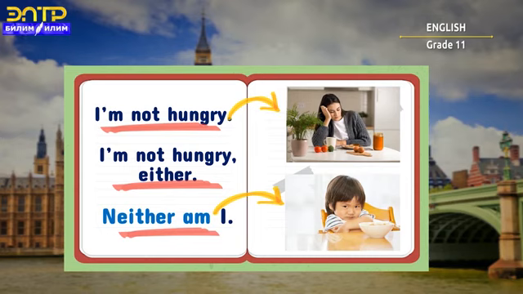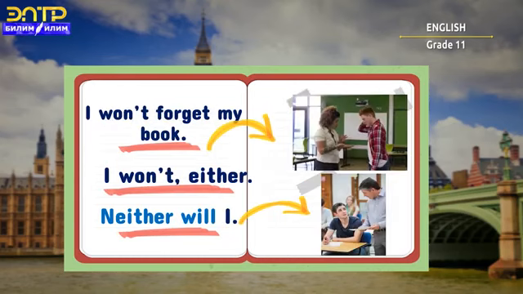So, to agree with the first negative sentence, I am not hungry, he can say, neither am I. Look at this boy here. He has forgotten his book, and he promises his teacher saying, I won't forget my book again. This boy makes the same promise. I won't either. Or he can say, neither will I, to express his agreement with the first negative sentence.